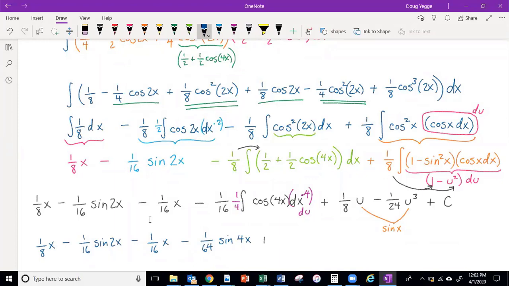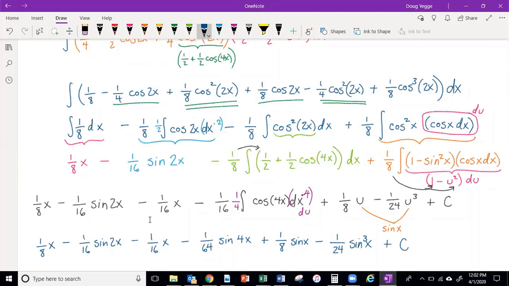Now down here we get plus 1/8 x. Here we get minus 1/24. Would that be 1/8 sine x? Sine x, thank you very much. Be a pity to make a stupid mistake like that at this point of the game. 1/8 sine x minus 1/24 sine cubed x plus c. Holy cow, and we're pretty much done.